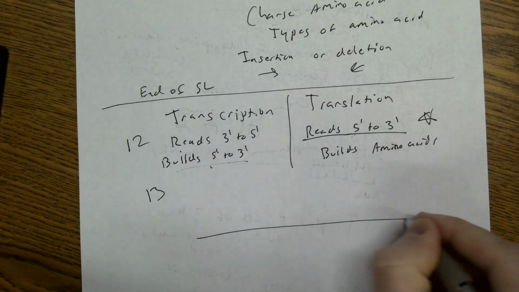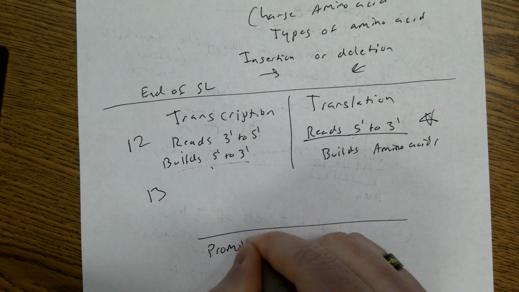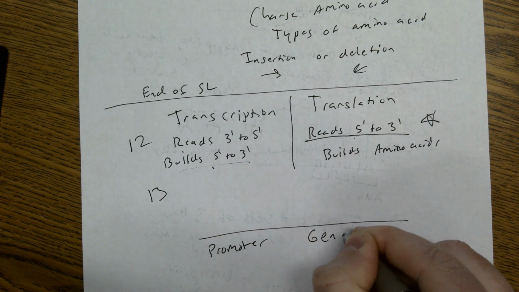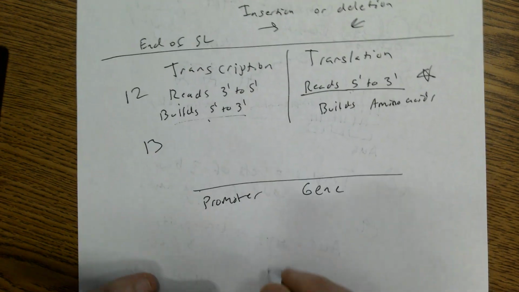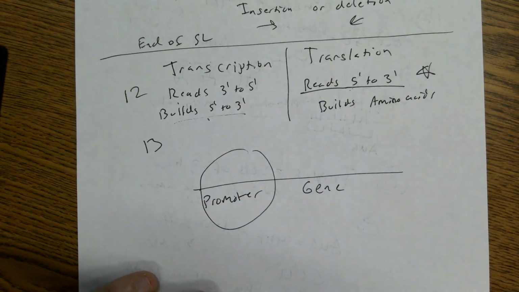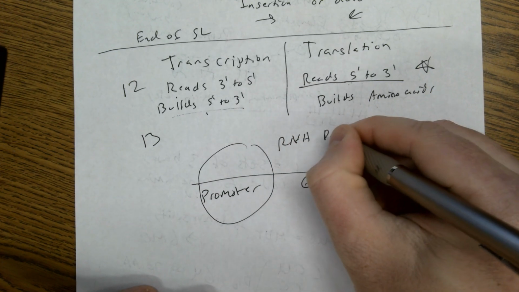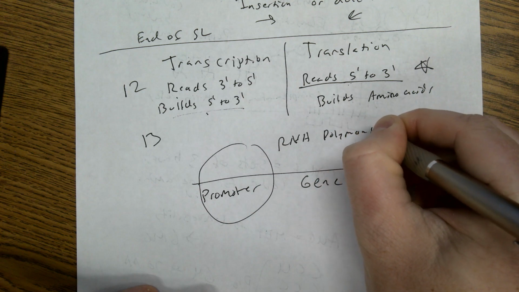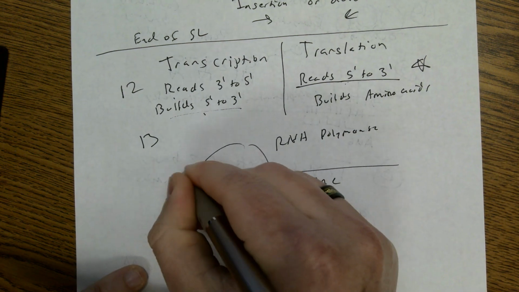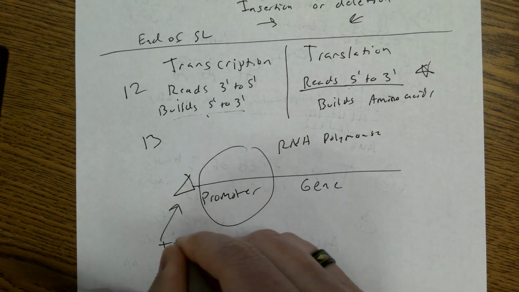Standard 13, where do we start transcription? We start transcription at a region called the promoter. So you have your gene, and then you have a promoter region, and RNA polymerase will bind here to start. And how does it know to bind at that region? There can be little things called transcription factors.